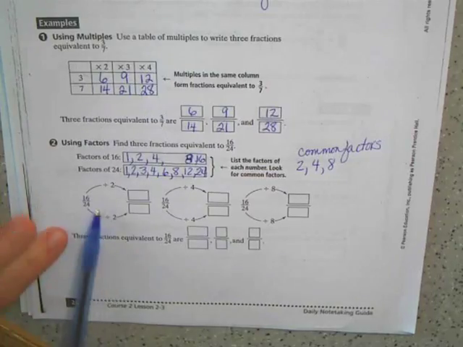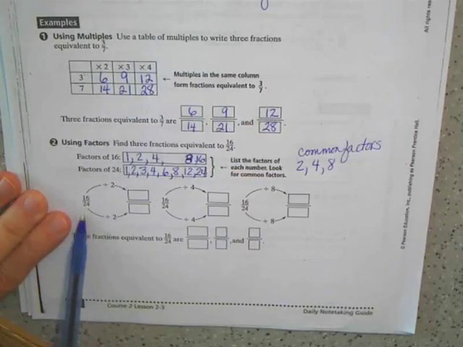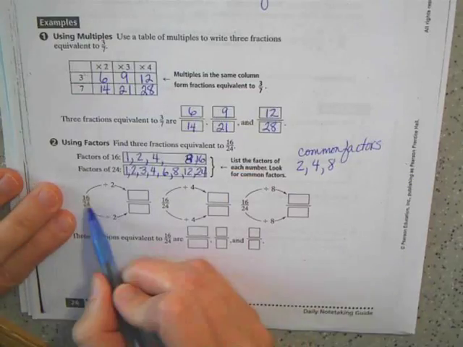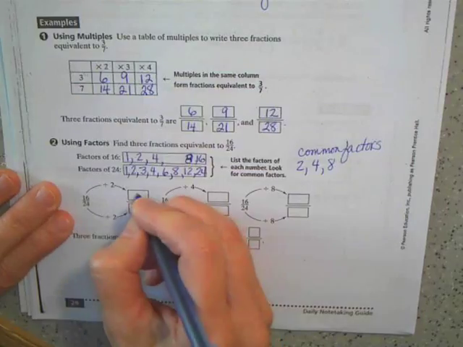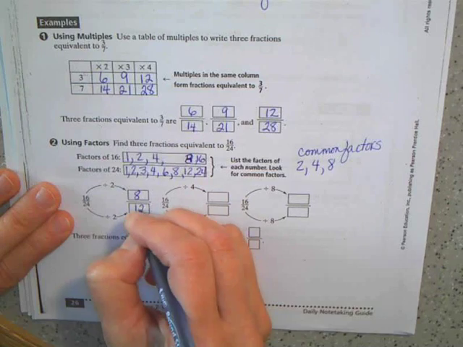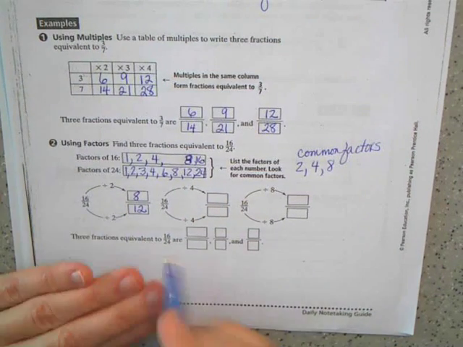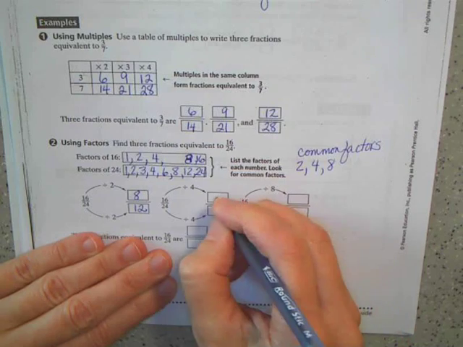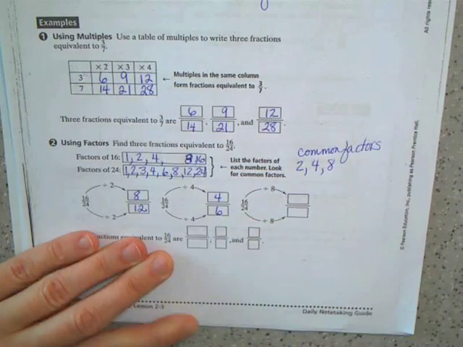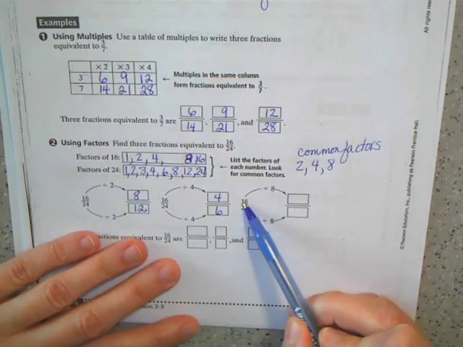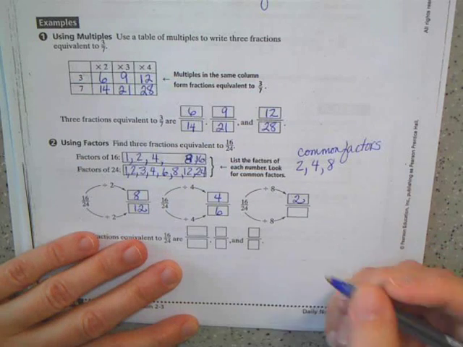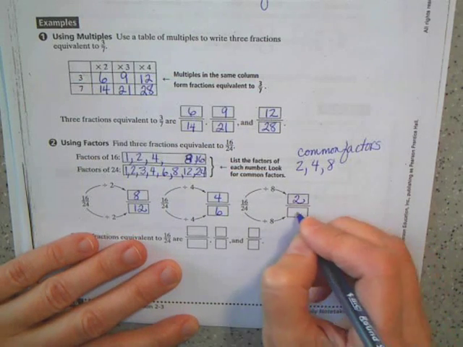So basically what I'm going to do is take the original fraction of 16/24 and divide that by these common factors. So 16 divided by 2 is 8. 24 divided by 2 is 12. Back to the original. 16 divided by 4 is 4. 24 divided by 4 is 6. And finally, the original 16/24, 16 divided by 8 is 2. And 24 divided by 8 is 3.